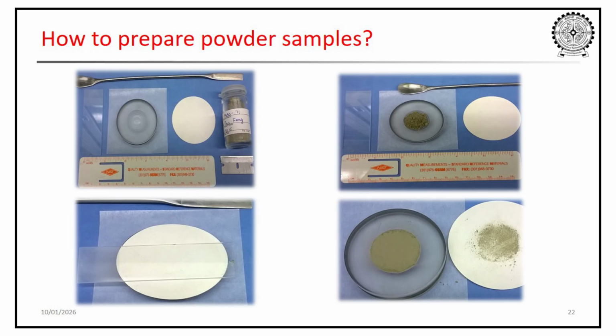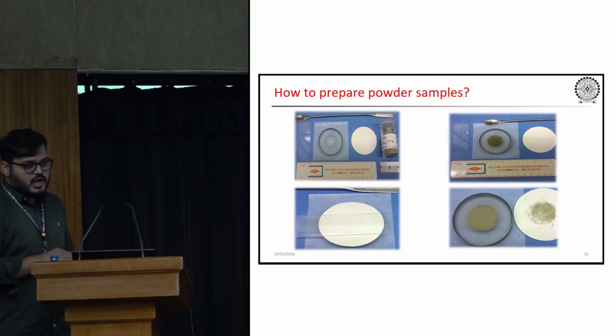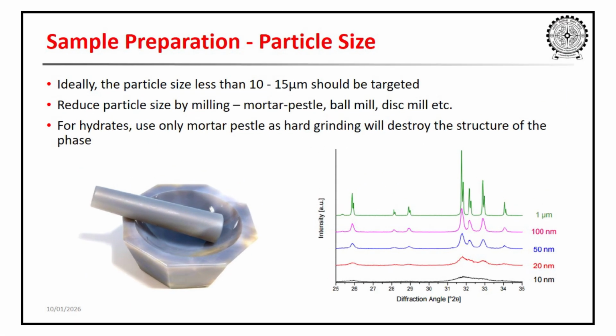So typically, if you want to prepare a sample, what you do is known as the front loading technique. You put the powder, you gently flatten it. It's not recommended to apply too much pressure when you're flattening the powder, so as to prevent or minimize the effect of this error known as preferred orientation. So this is how you prepare the samples.